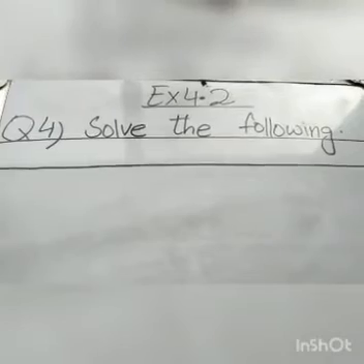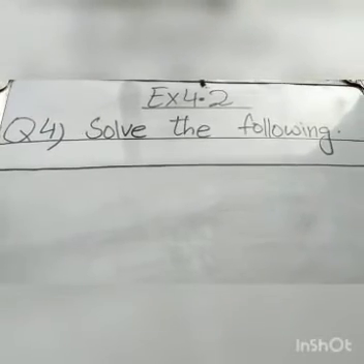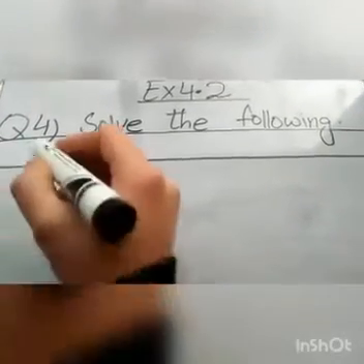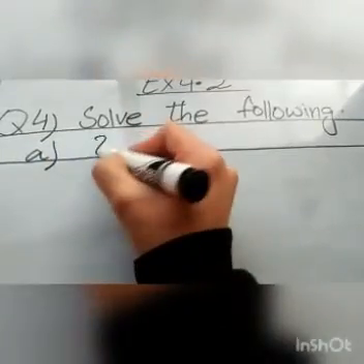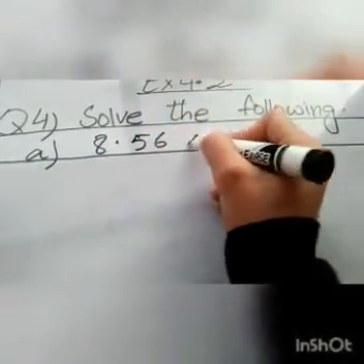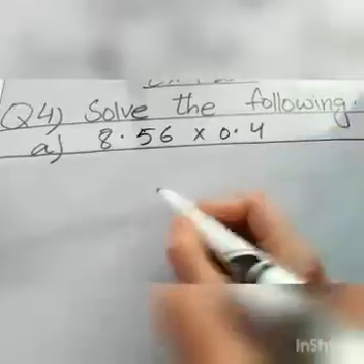Here in this exercise we have another question, that is question number 4. Solve the following. Part A. 8.56 multiply 0.4.